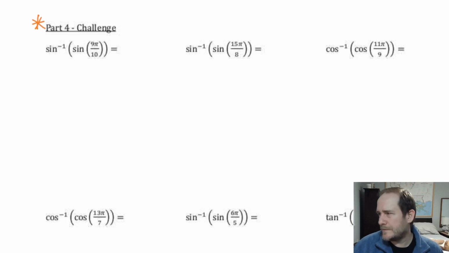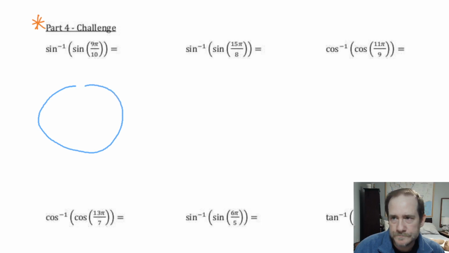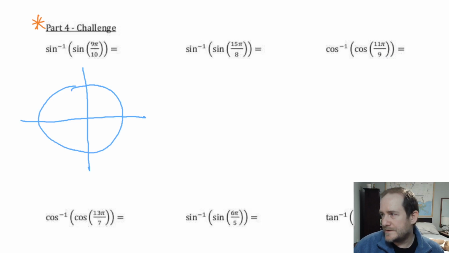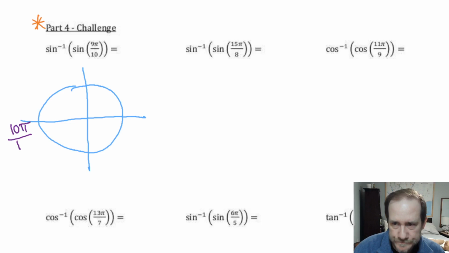So why is this problem a challenge? What makes this thing a challenge? Well, we gave you 9 pi over 10. Is that a unit circle angle? Nope. So do you have any idea what the sine of 9 pi over 10 is? Nope. But here's what you do know. You do know, God, I hope you know, that 10 pi over 10 would be exactly 180, right? 10 pi over 10 is just pi. So you know where 9 pi over 10 is. You know that it's in quadrant 2.